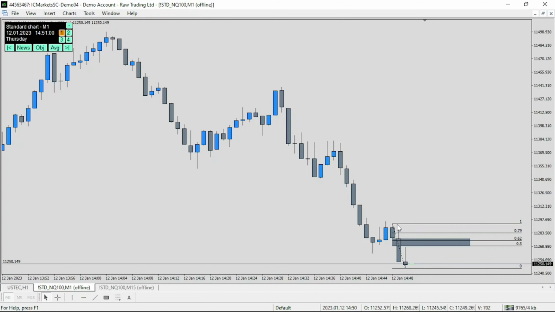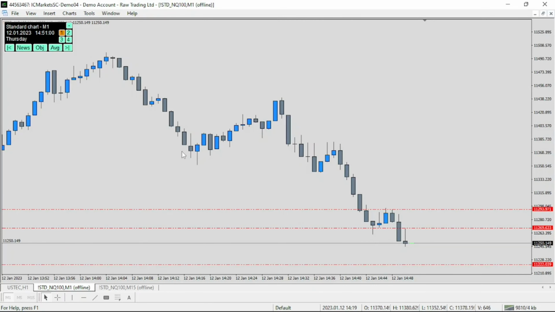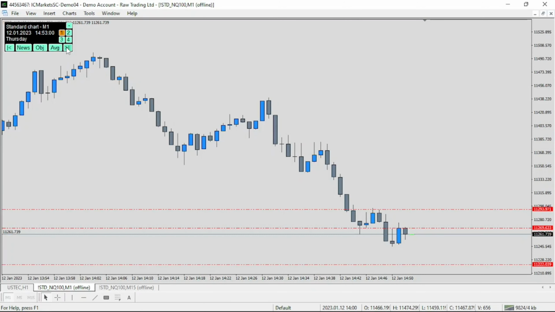Stop loss at this high. Then our take profit is going to be negative 0.5 level of the fib. Okay, let's see what price is going to do at this point. Okay, we got tagged in right here on the next candle. So let's see how price is going to play out.